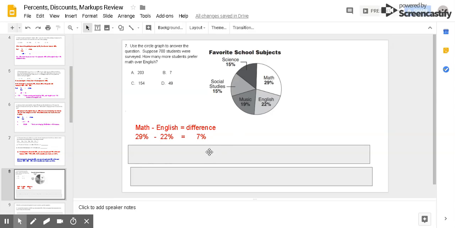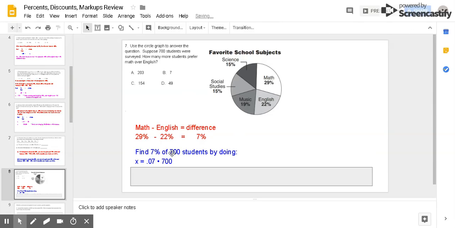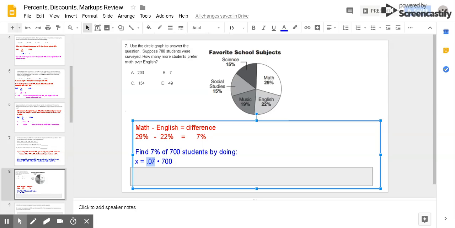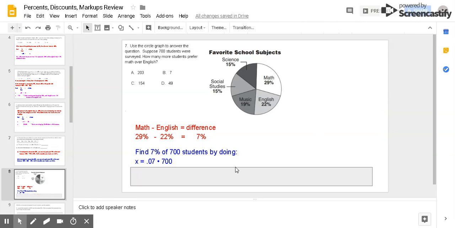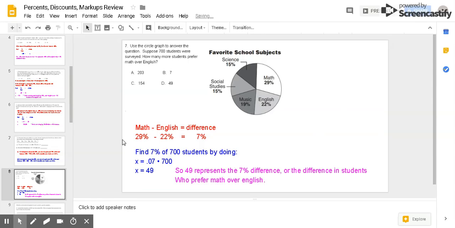So our job now, if we know that there are 700 students, is to figure out what is 7% of the 700 students. Now, please pay attention to how you move the decimal. 7%, if you move the decimal 2 places to the left, you get 0.07, not 0.7, 0.07. And then you multiply that by 700, and you end up getting 49. So 49 represents the 7% difference in the students who prefer math over English.